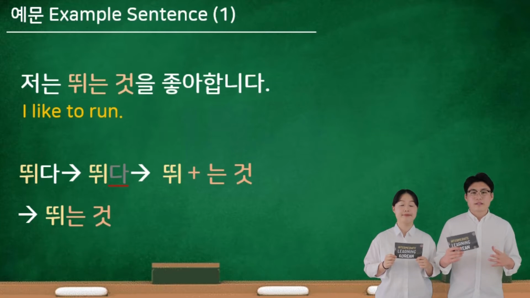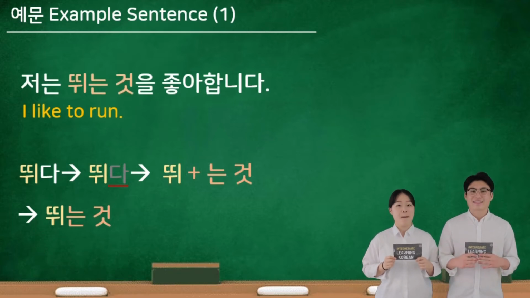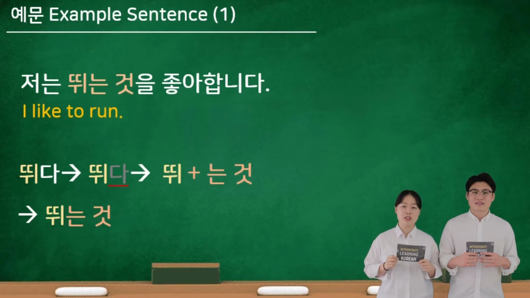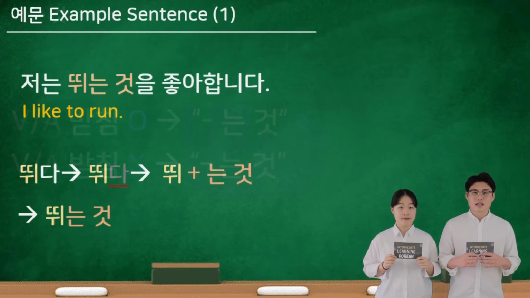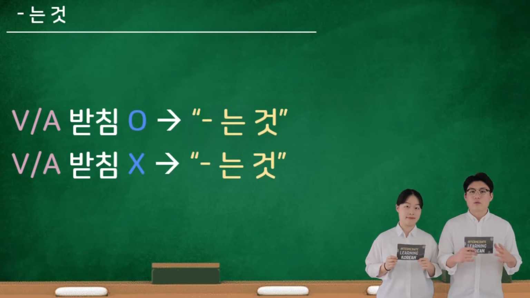For example, there is a sentence 저는 뛰는 것을 좋아합니다. Here, 뛰는 것 is a noun that is a conjugation of the basic verb 뛰다. Do you understand? But what kind of form is used for 는 것? Let me explain. 는 것 has the same form, which does not change depending on whether there is a final consonant or not.